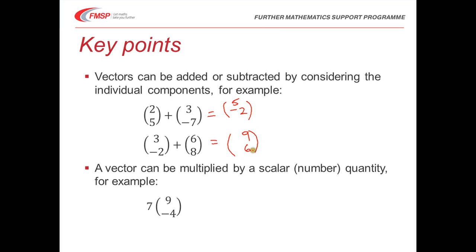Same thing applies with subtraction. On this second example, if that was a minus in the middle, 3 take 6, that's minus 3, minus 2 subtract 8, minus 10. So it's as intuitive as it looks. Multiplying a vector by a scalar, in other words a number, you literally just multiply each of the individual components by the number. So 7 9s, 63, 7 times minus 4, minus 28. So straightforward arithmetic there.